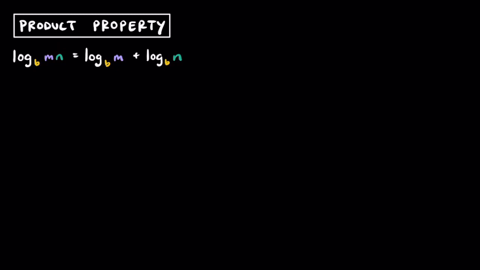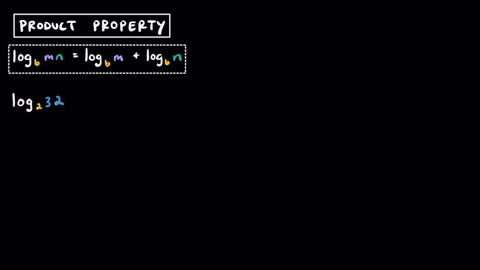Now let's take a look at the product property. This one states that log base b of m times n is equal to log base b of m plus log base b of n. Let's look at the example of log base 2 of 32. These are some relatively nice numbers because this is just going to equal 5 because 2 to the 5th power is equal to 32.